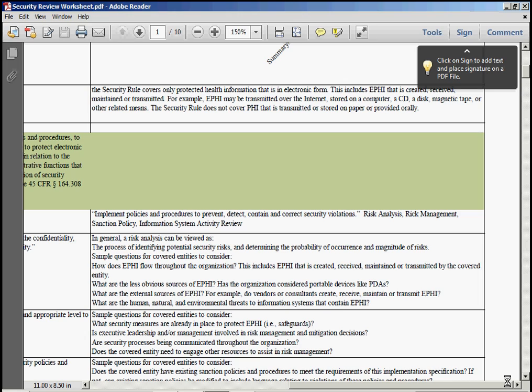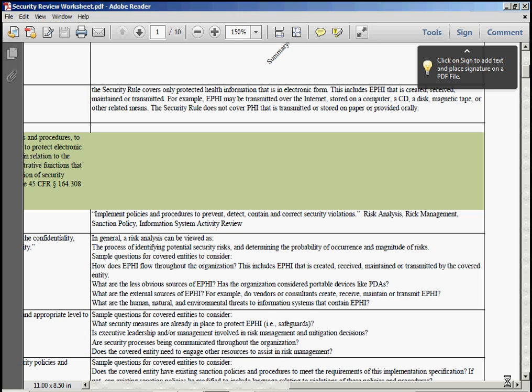Another question you might ask is, what are the external sources of EPHI? So, do you receive information from vendors, from consultants? Do you transmit between clinics? Do you transmit to regional health exchanges? And so, how does that information come into your office? What are the human, natural, and environmental threats to information systems that contain EPHI?